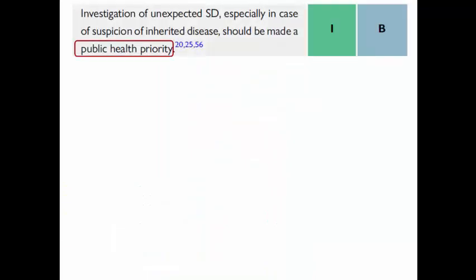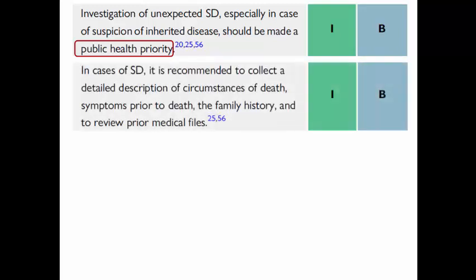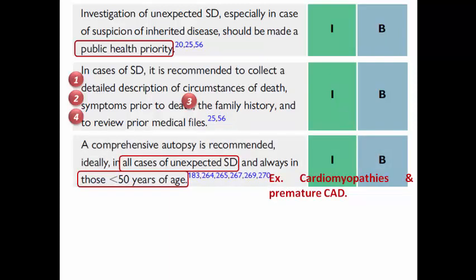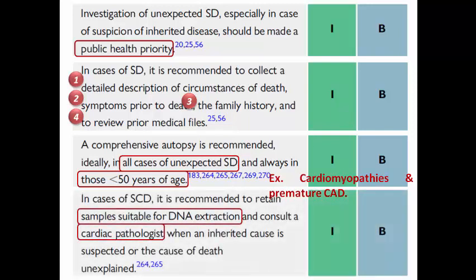That's why any unexpected sudden death, especially in case of suspicion of inherited disease, should be made a public health priority. We need to collect a detailed description of the circumstances of death, symptoms prior to death, family history, and review any prior medical files. A comprehensive autopsy is recommended in all cases of unexpected sudden death and in all decedents less than 50 years of age to exclude cardiomyopathies or premature coronary artery disease. And in cases of sudden death, we need to have samples suitable for DNA extraction and consult a cardiac pathologist if there is a suspicion of inherited disease.